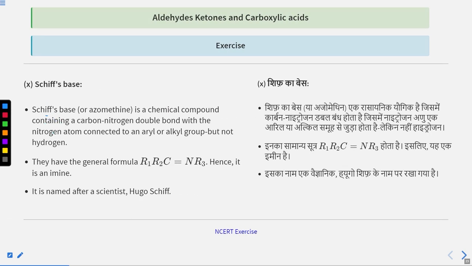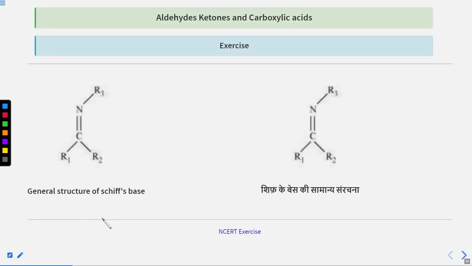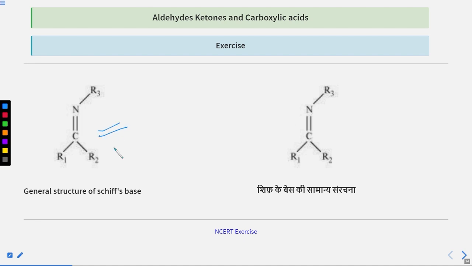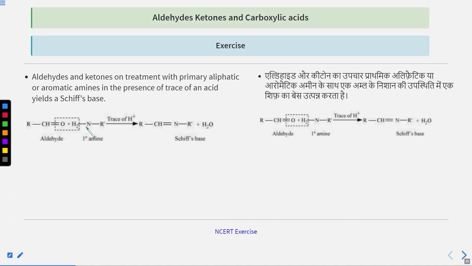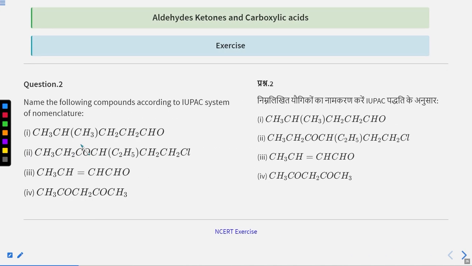Next we have Schiff's base. Schiff's base is a chemical compound, a carbon containing a double bond with a nitrogen bearing an alkyl group but not hydrogen. So this is the general formula of Schiff's base. It is named after the scientist Hugo Schiff. It is basically an imine, right? Again, this is produced by the same method.